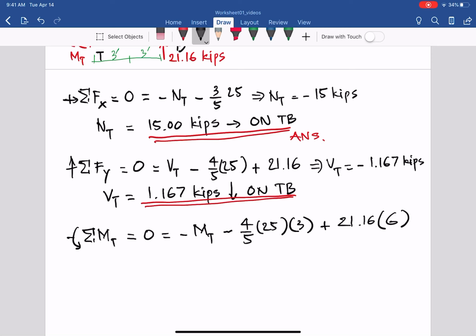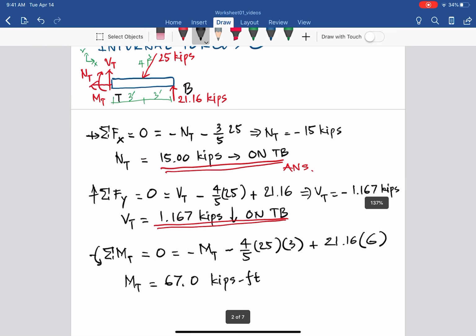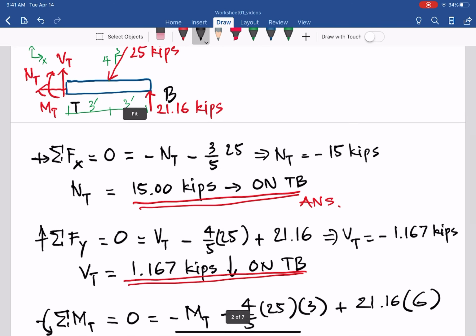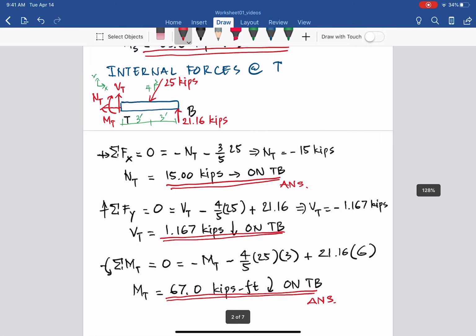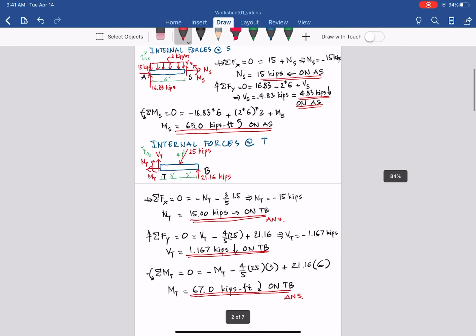And from that we can have MT as a positive number, MT equal to 67.0 kip-feet, and in this case it's positive, it means same as our assumed direction. As you can see here, it's clockwise, so the answer will be clockwise on TB, and that will be the answer.